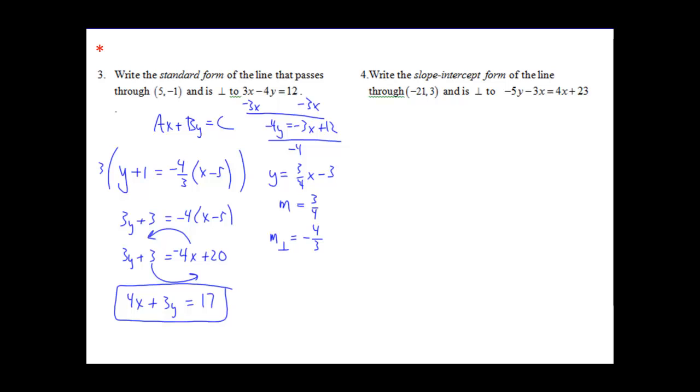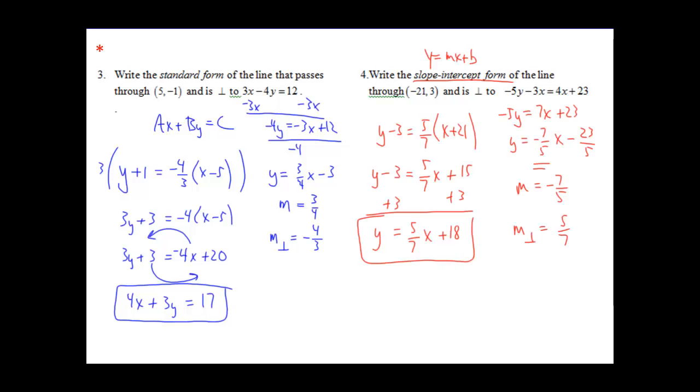Okay. Hit pause. You do number 4. Welcome back. Check your answer. It's y equals 5/7 x plus 18. Reason why? You needed to write it in slope-intercept form and make sure you found the perpendicular. So the perpendicular of our equation was negative 7/5. Opposite would be positive. Flip it would be 5/7. Use point slope form. Plugged in the one point that we did have.